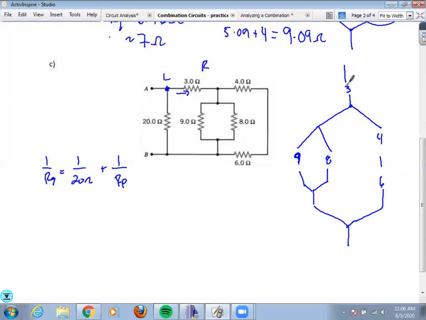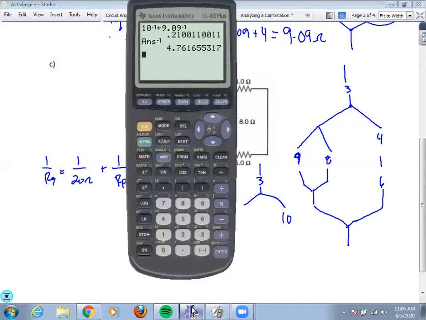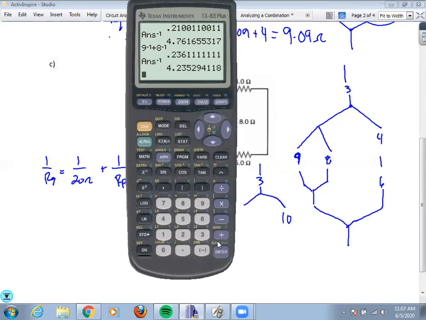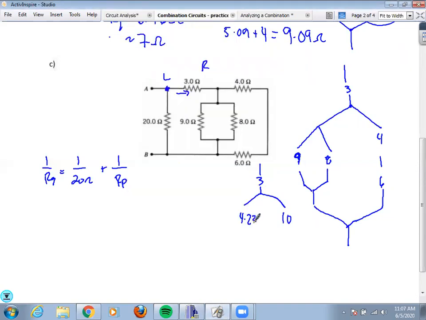So let's figure that out. Let's redraw. We've got the 3, and then we're going to find each side. Okay. So the right side here is 4 plus 6 is 10 ohms. The 9 is in parallel with the 8. So 1 over 9 plus 1 over 8, and we get 4.2. We'll take 4.235.